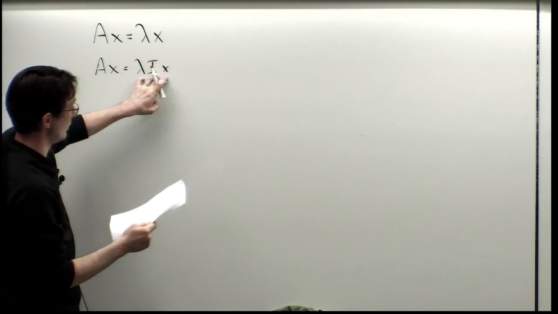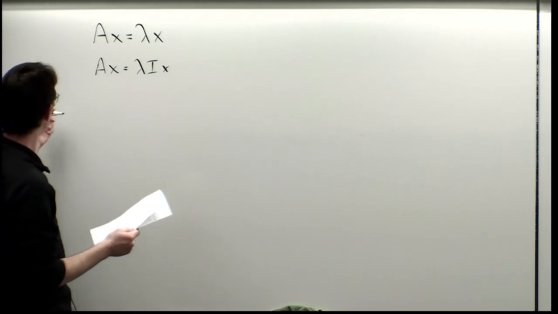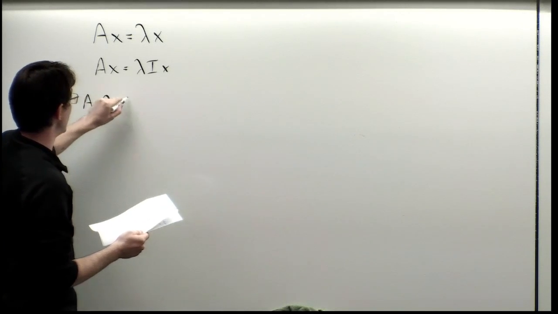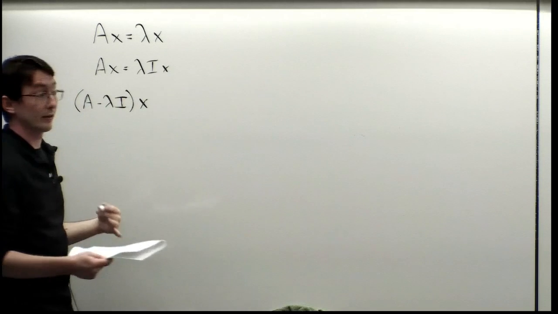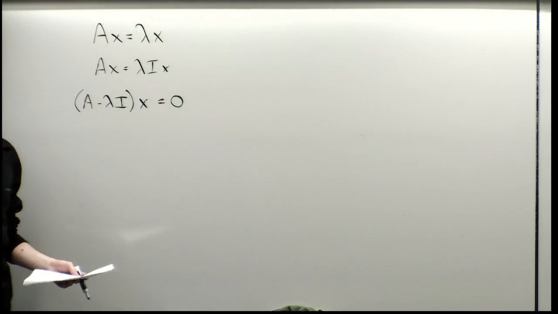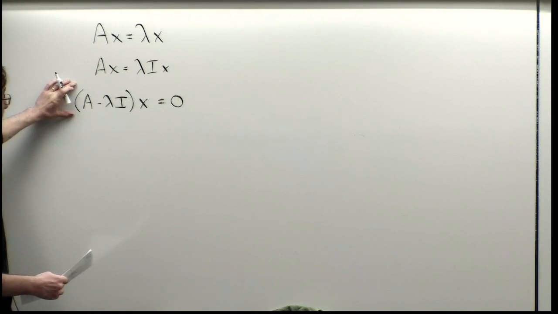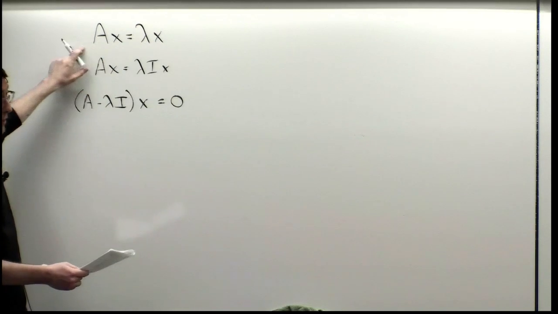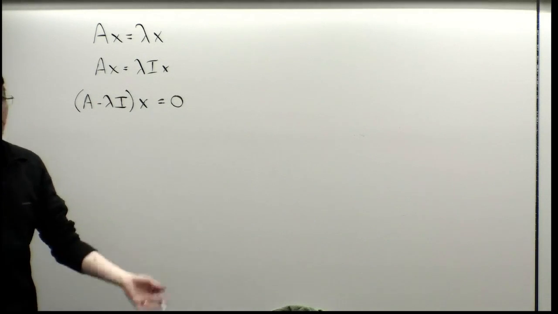And I'm going to move this lambda identity x to the left-hand side. So what I get is A minus lambda times the identity, times my vector x, equals 0. Pretty simple so far. So this is exactly the same as this. So lambda and x that satisfy the top equation will also satisfy this bottom equation. And there are two cases.